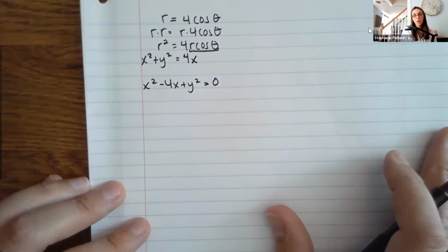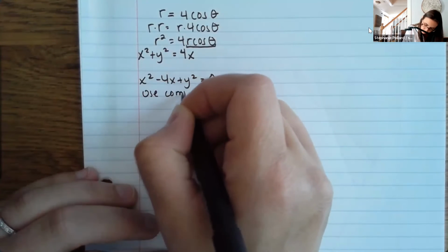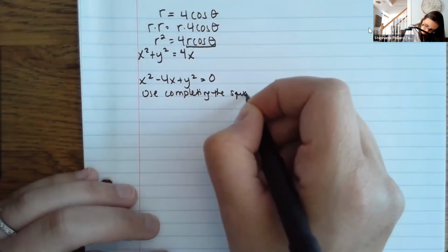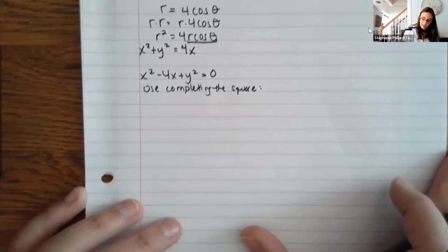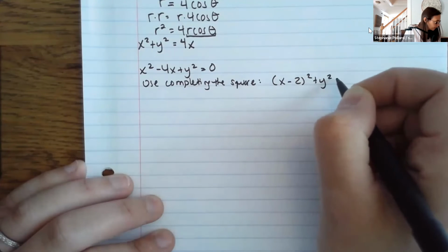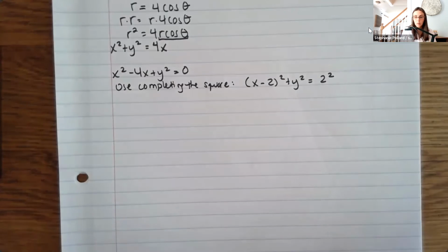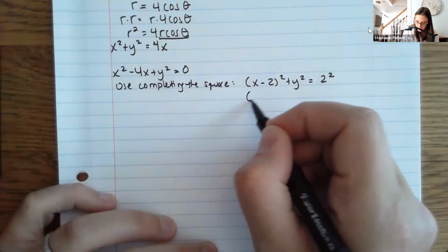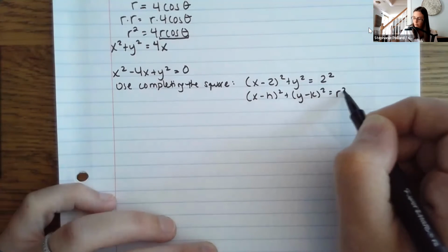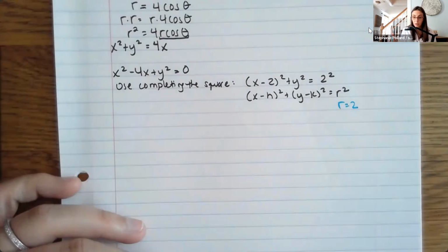And then what you can do here is use completing the square. What you'll get is the following: x minus 2 squared plus y squared is equal to 2 squared. So this gives us a form of an equation that we can use. What you have here is x minus h squared plus y minus k squared is equal to r squared. So what we're seeing here is that our r is 2. So our radius of the circle would be 2.